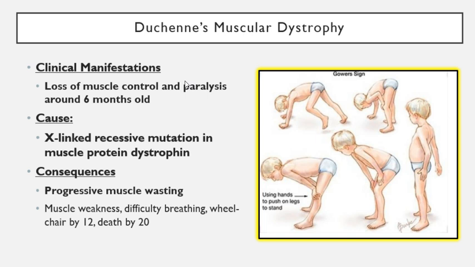And so what happens is it's X-linked recessive, in this muscle protein called dystrophin, it's named after the condition. And what you get is progressive muscle wasting. And you get muscle weakness because your muscles aren't developing to be strong.